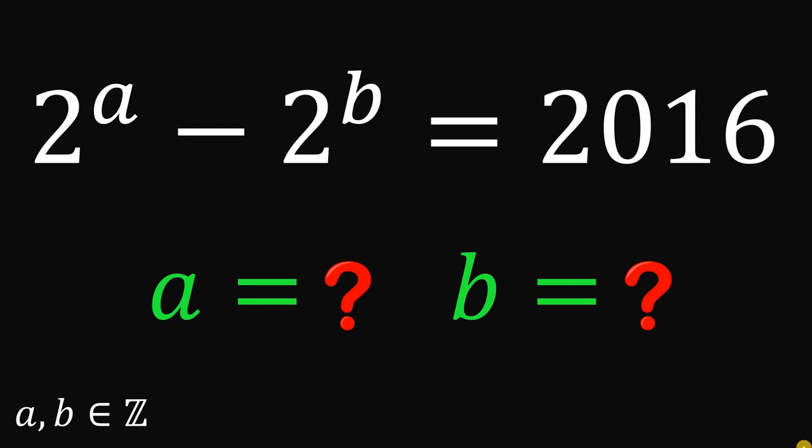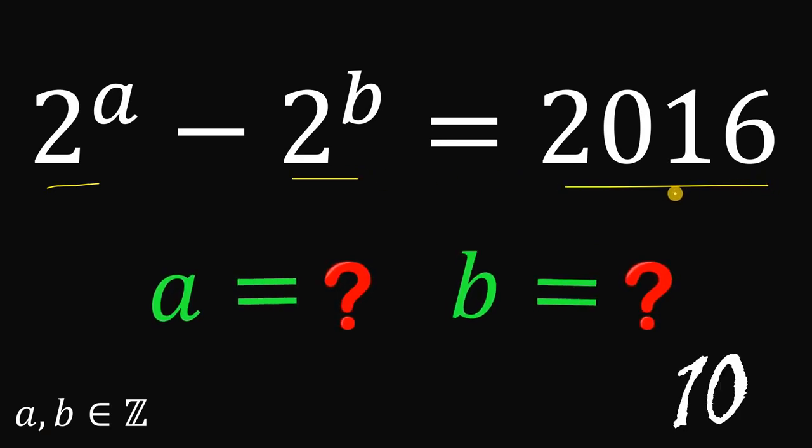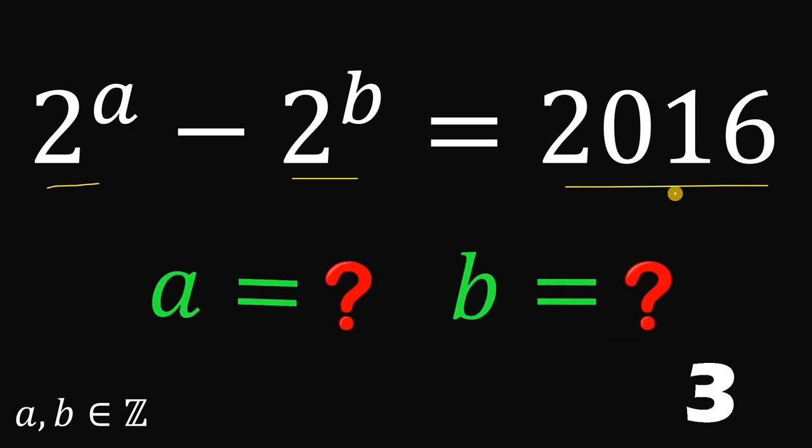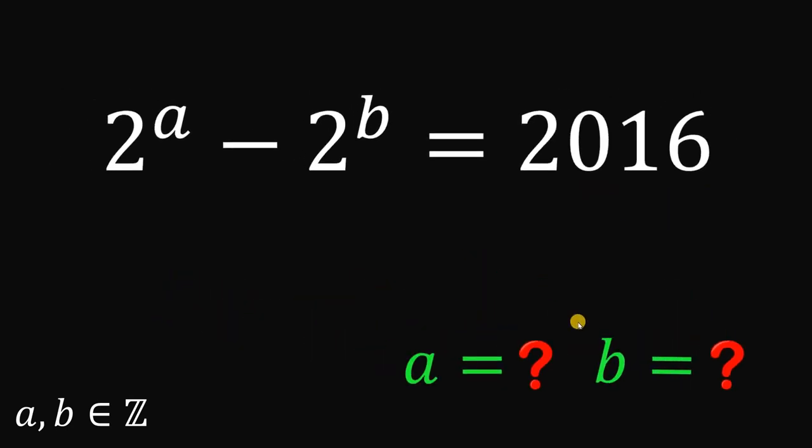For today's video, we will answer a math challenge given by one of our followers. And the question goes like this. Solve for the integer value of a and b that satisfies this equation: 2 raised to a minus 2 raised to b equals 2016. Now you can pause this video if you want to give this problem a try. And now, let's answer this question together.